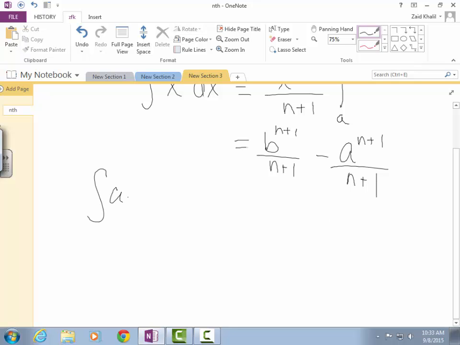Likewise, the integral of cosine x dx from a to b is equal to the sine of b minus the sine of a. Let me go one step behind. It's the sine of x from a to b, which is equal to the sine of b minus the sine of a.